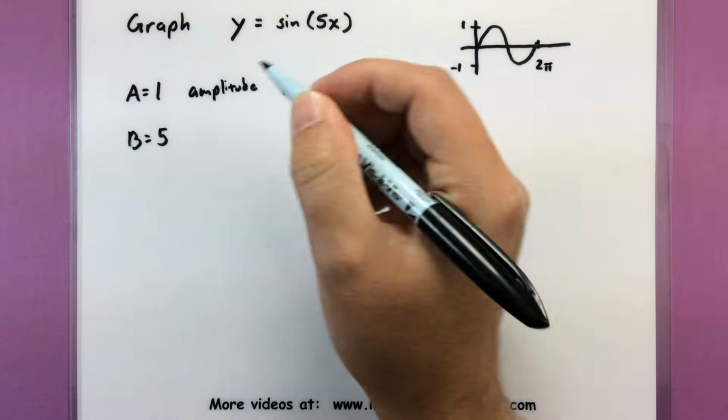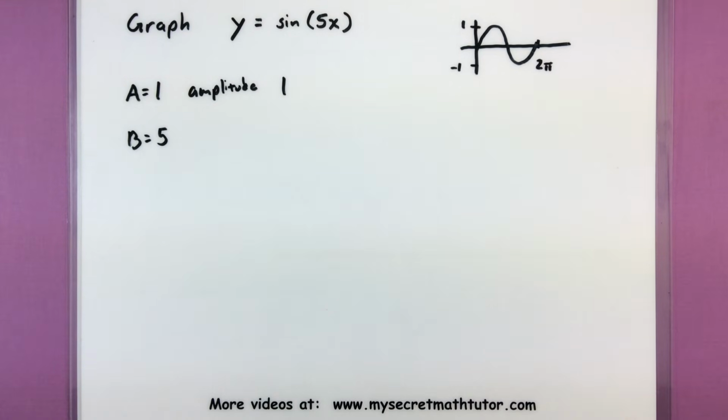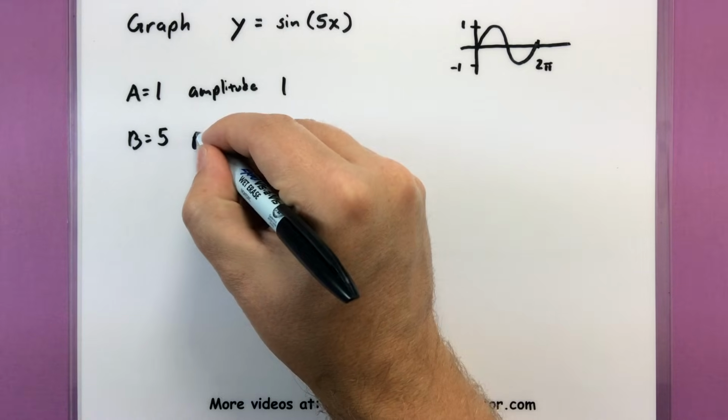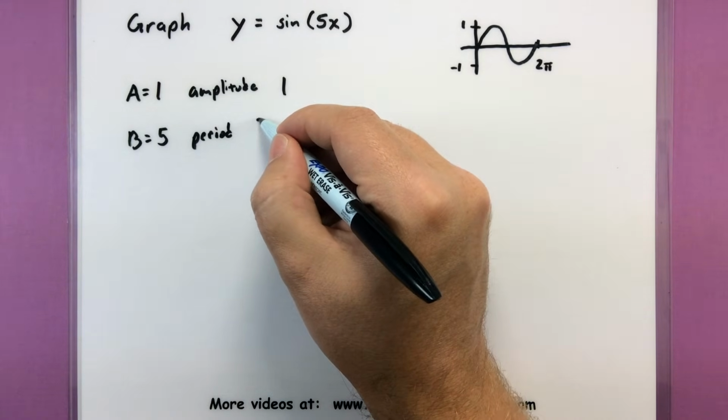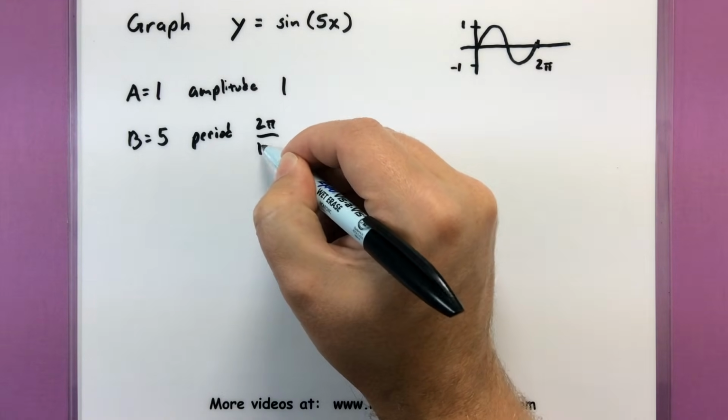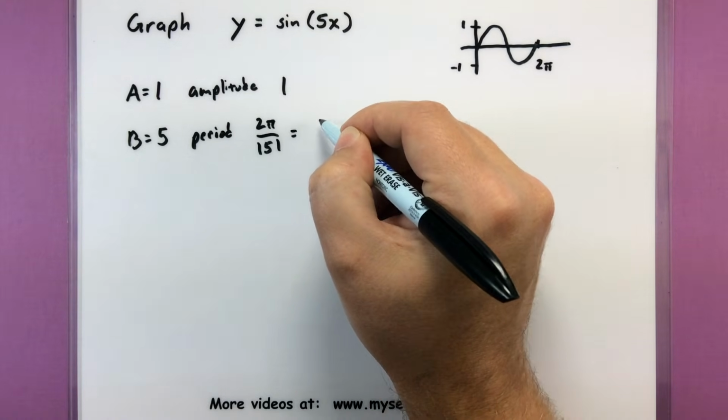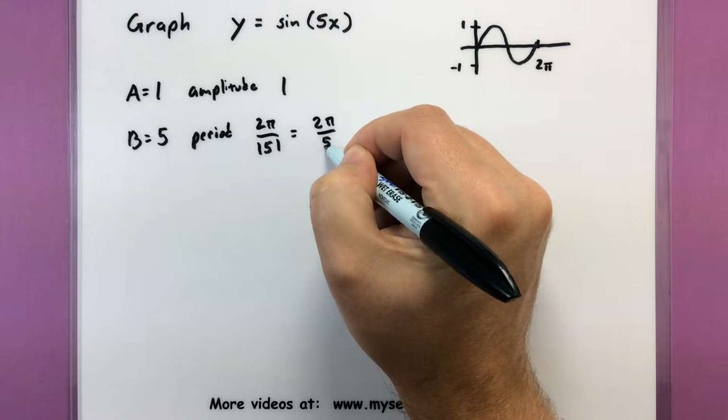B is the value that's sitting right next to our x, and in this case, it's 5. So that's going to give us information about the period. To find the period, remember, we're going to take 2 pi, divide it by the absolute value of 5. So we'll just get 2 pi over 5.